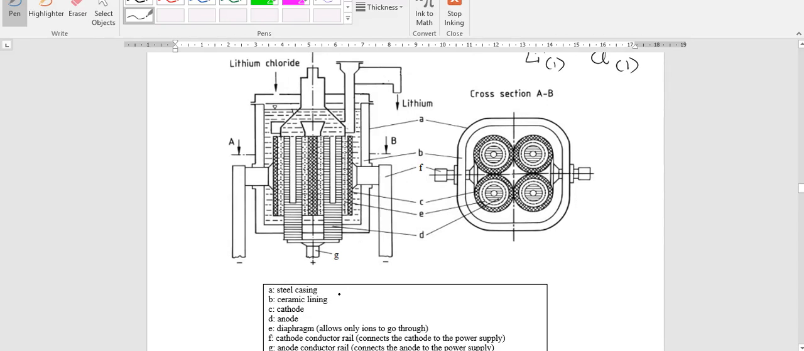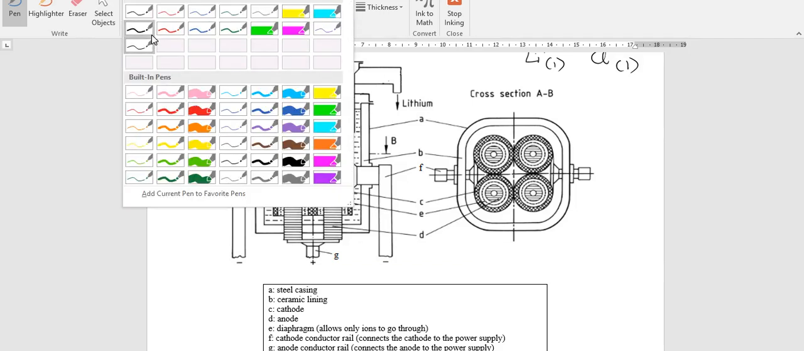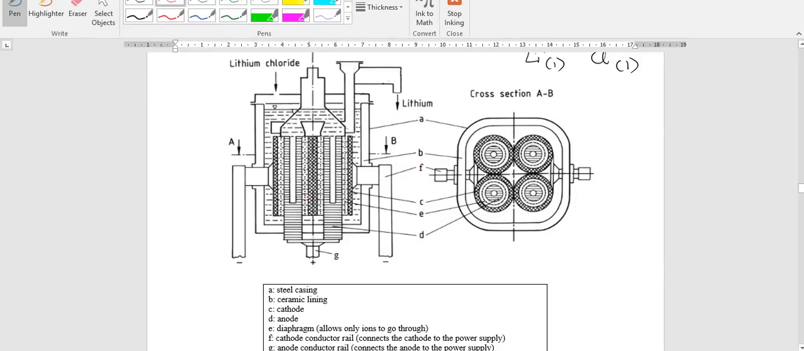I mean, the whole steel casing and ceramic lining are really inconsequential. But there is a cathode, and the cathode is this bit. Let's see whether I can change to another color. Okay, the cathode is here. This is the cathode. Also, the outside is the cathode. The anode is the inside. The anode is D. So this is the anode.